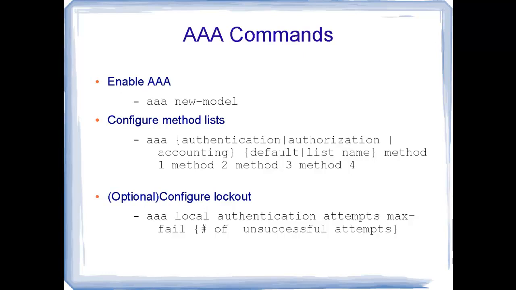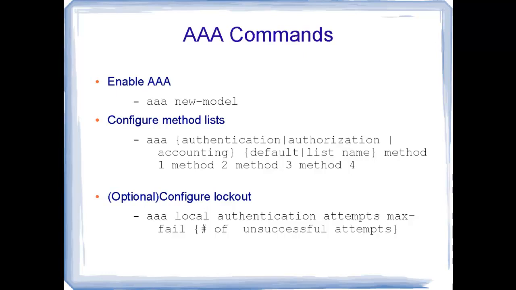So if someone tries a bunch of times to log into the device or into our network, after a certain number of attempts, it will just lock that username. So that can hopefully prevent some of the brute force attacks and things like that from someone getting into our network that way. So we have to enable AAA.